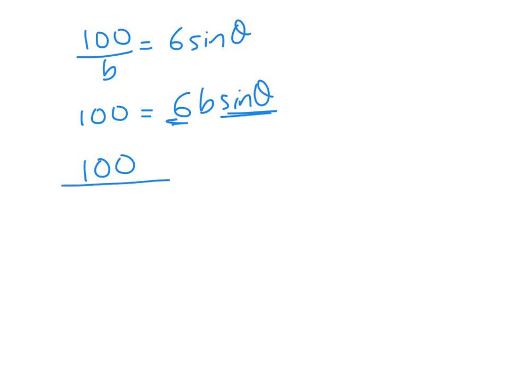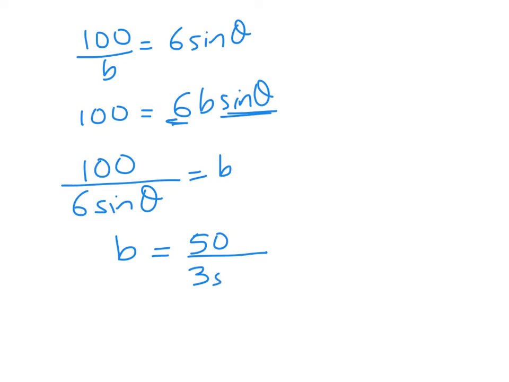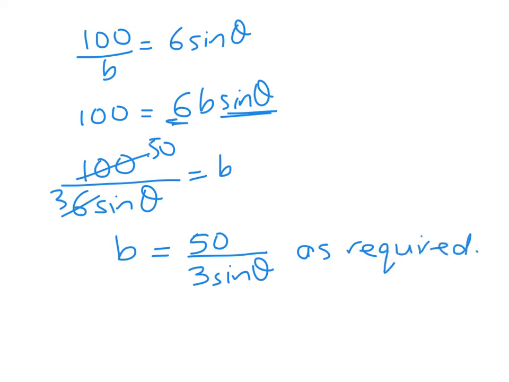And we get 100 over 6 sine theta equals B. So B equals 50 over 3 sine theta. What I've done there is divide numerator and denominator by 2. And that's what we need to show. So when we've done that, we typically write 'as required' at the end.